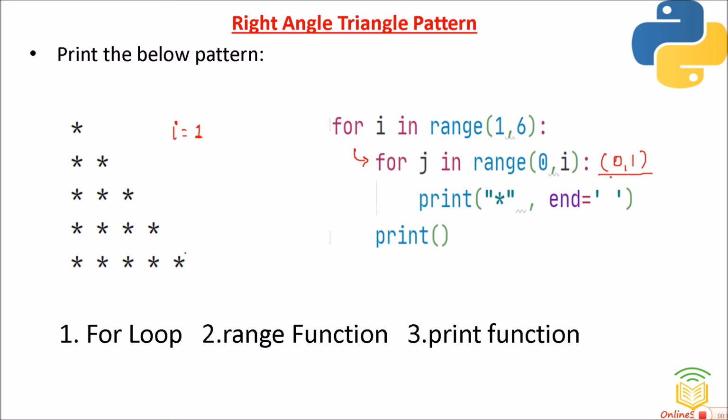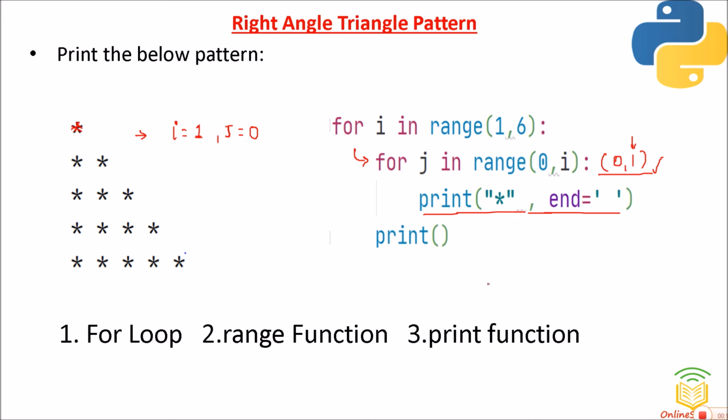Now friends, when j is in range of 0 to 1, j will be selecting only 0. The stop value will not be considered. Friends, the range function is of very much importance here. So friends, the first time when i is equal to 1, then j will be equal to 0. j will not include 1. Now for j equal to 0, this print statement will be executed and 1 star will be printed.